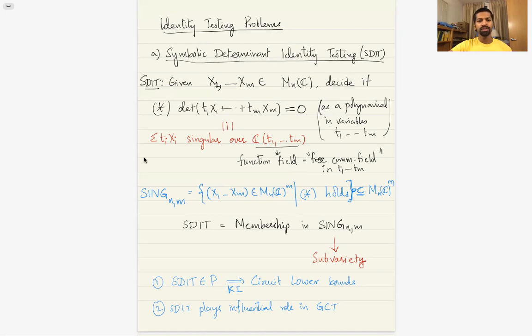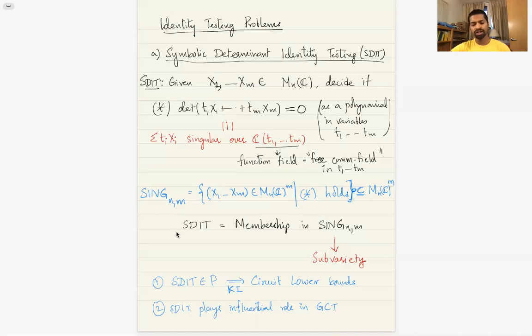This problem, symbolic determinant identity testing, I want to rephrase again from a slightly more algebraic perspective. I want to define a subset of m tuples of n by n matrices, and it will precisely be the subset for which the answer to the above question would be yes, in the sense that this formal linear combination is singular. So you look at all m tuples of n by n matrices such that the formal sum tixi is singular over the function field. The collection of all such m tuples of matrices is a subset of the vector space of m tuples of matrices, which I'm going to call singular tuples of size n, singular tuples n comma m, n representing the size and m representing the number.